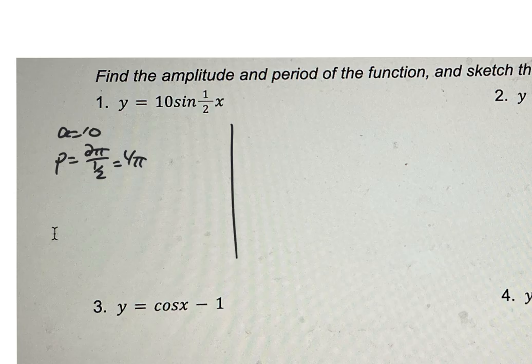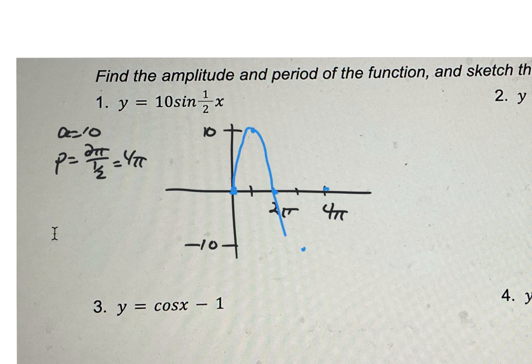So, going to graph that thing. Period is 4 pi. There's no phase shift, so I'm going 1, 2, 3, 4. That's going to be 4 pi. Halfway to 4 pi is 2 pi. My amplitude is 10. Go to 10, negative 10. Don't forget what sine does. Sine starts at 0 and goes up, down, up. So your graph looks just like that.